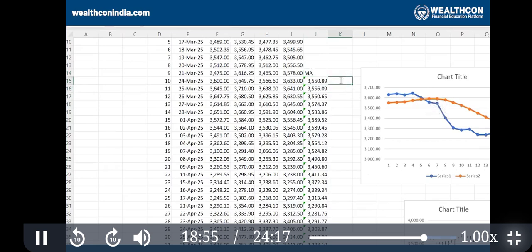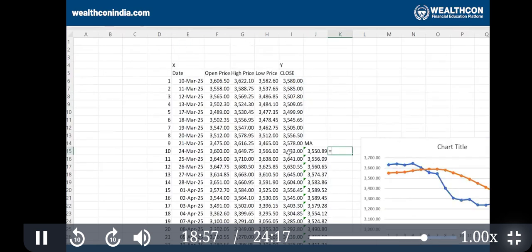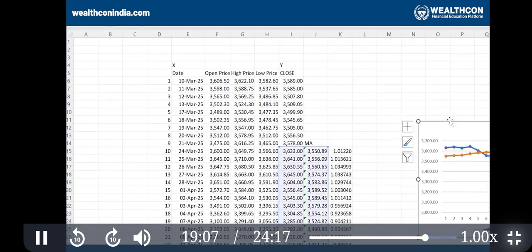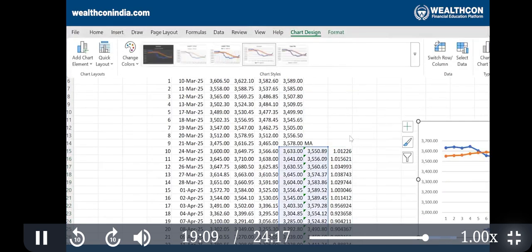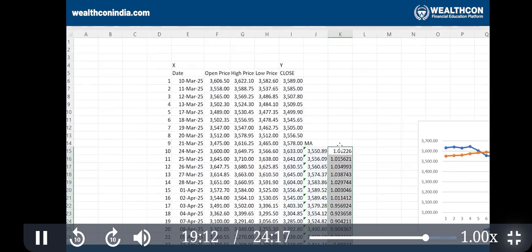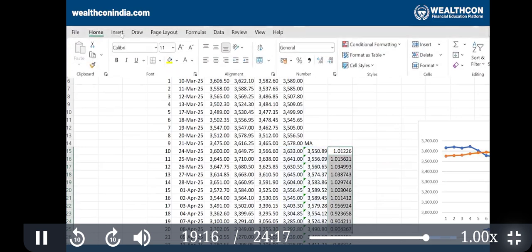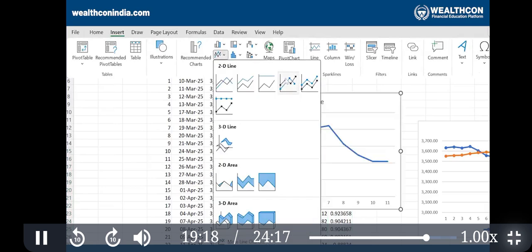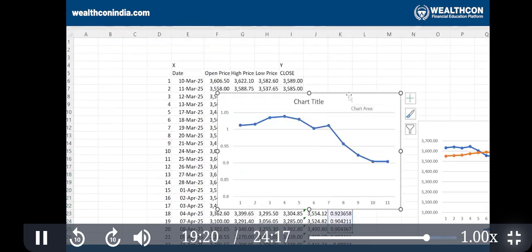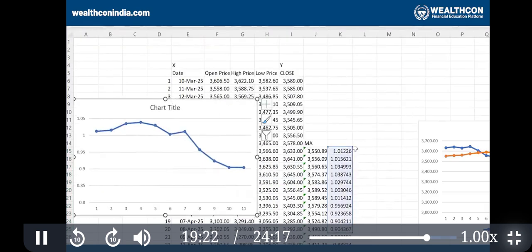For example, if I take the ratio of current price to the price 10 days ago, so this is a ratio, just a ratio. We can plot this as well. Let's put the ratio first. What I'm showing is, okay, so now this is a ratio chart. It is just simply a ratio.